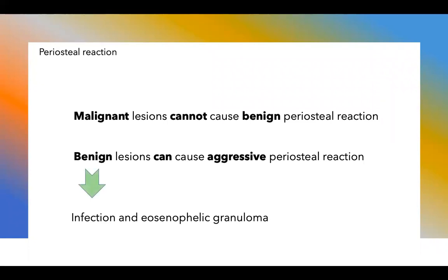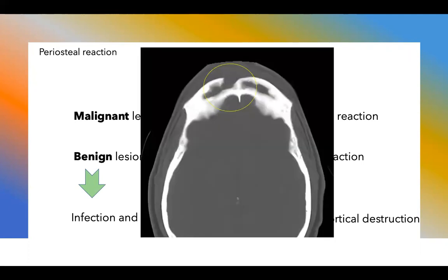in cases of infection and eosinophilic granulomas, where we can actually see some cortical destruction. This is a case of frontal sinusitis with cortical destruction mimicking an aggressive malignant lesion.